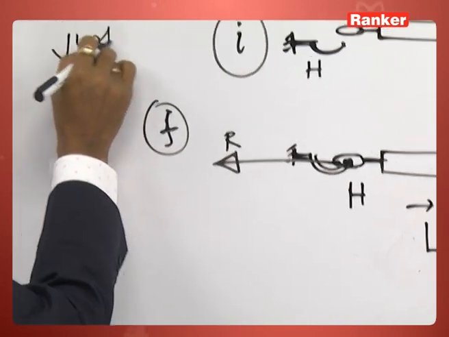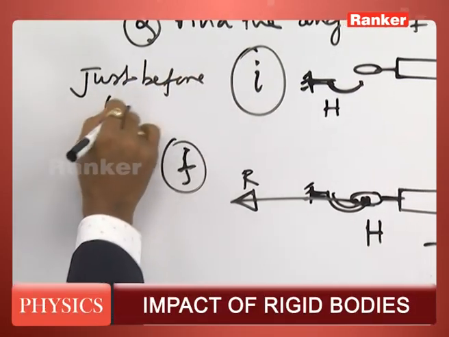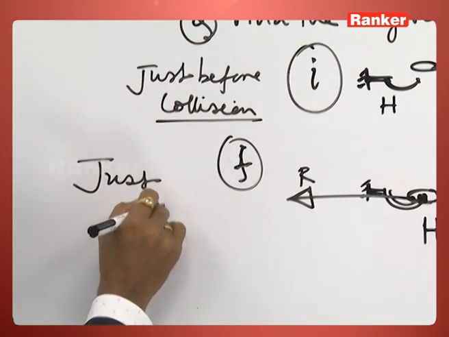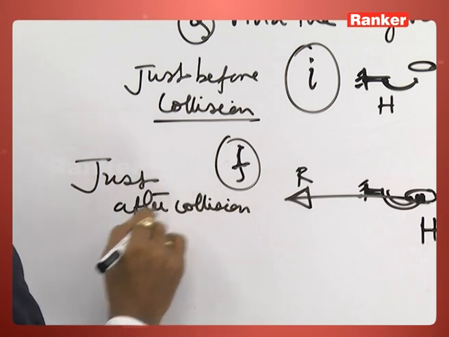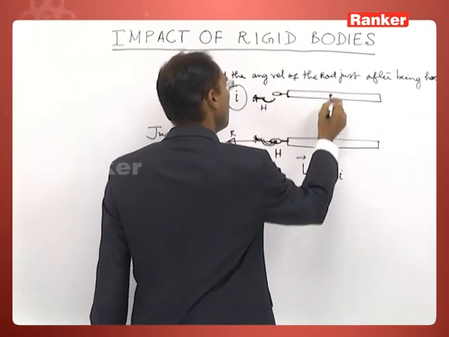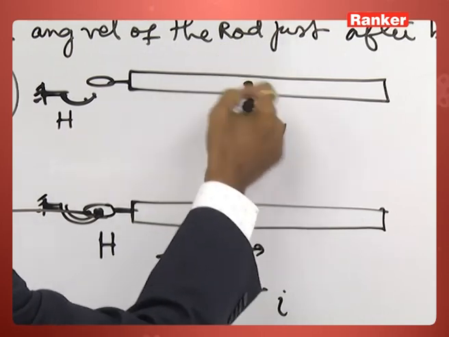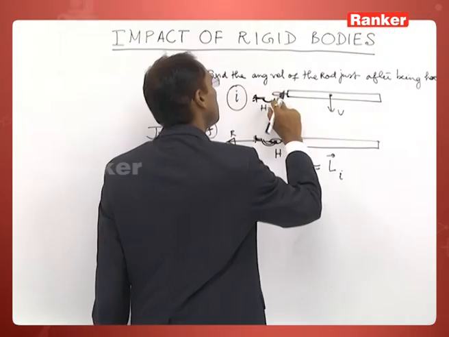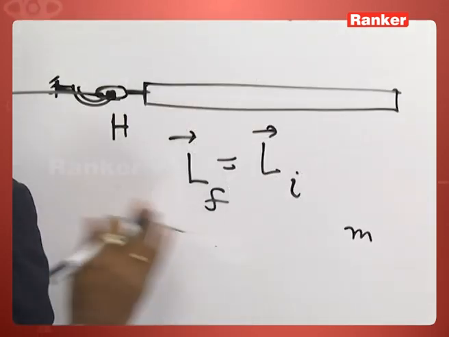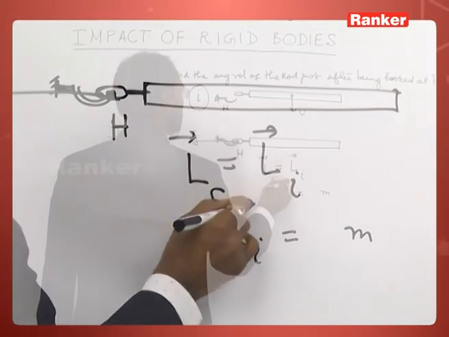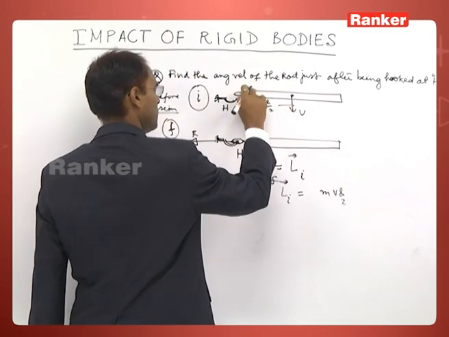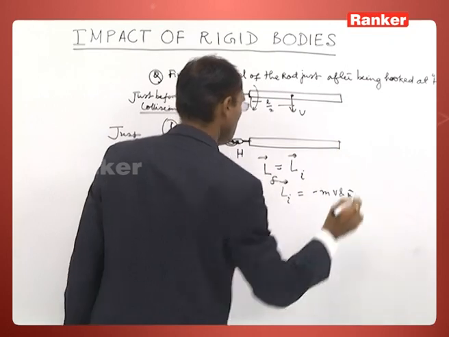This is just before collision, and this is just after collision. Just before collision, the angular momentum about this point will be only the orbital angular momentum, because we have not given any spin. The rod does not spin just before the collision. So the initial angular momentum Li is equal to mv into L by 2 in the inward direction.